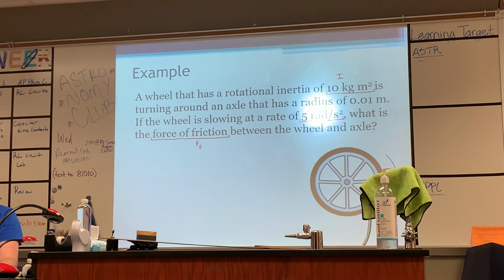Can anybody identify one of the two equations I need to solve this? Yeah. I'm going to need Newton's second law, guys. If there is a net torque, you're probably going to have to use Newton's second law. And so Newton's second law says alpha equals net torque divided by I. And then I'm going to need another equation. Anybody think of the second equation that I might need?